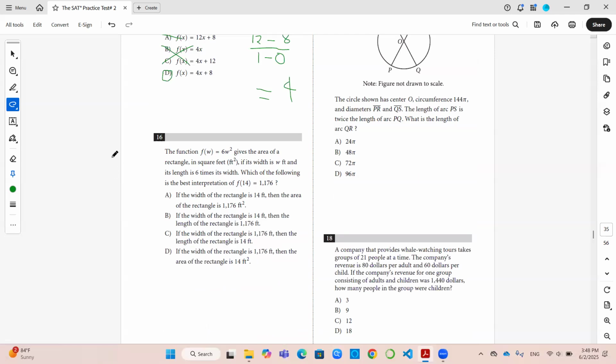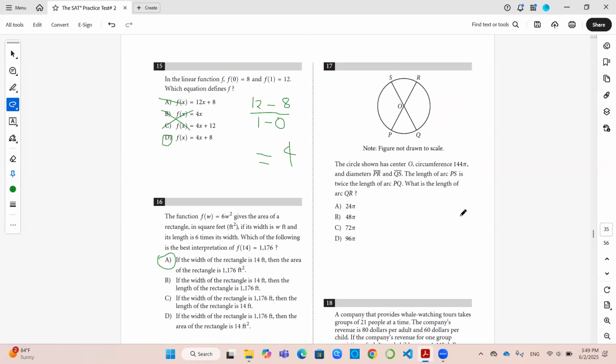The function f of w is 6w squared and gives the area of a rectangle in square feet. If its width is w feet and its length is 6 times its width, which of the following is the best interpretation of f of 14 equals 1,176? So if the width is 14, my area is 1176, right? So A.